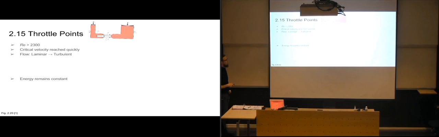So our energy has to remain constant, because we have the conservation of energy. No matter where we look, energy is conserved, which means that our energy also must be conserved through the throttle point. And this means that our kinetic energy has to be increased. And our kinetic energy is, of course, tied to our velocity. So this means that our velocity is increasing. And again, it was the velocity that caused our Reynolds number to rise so much that we got a turbulent flow in there.